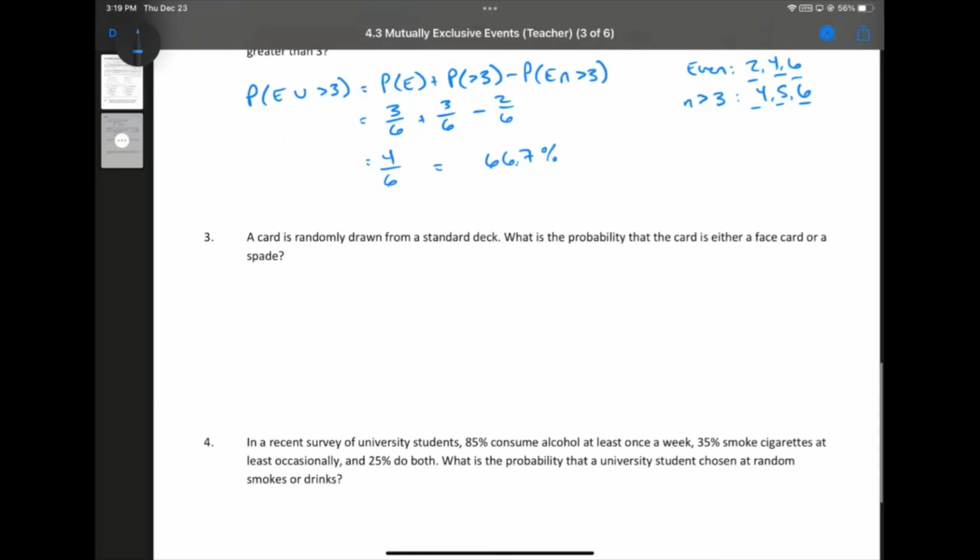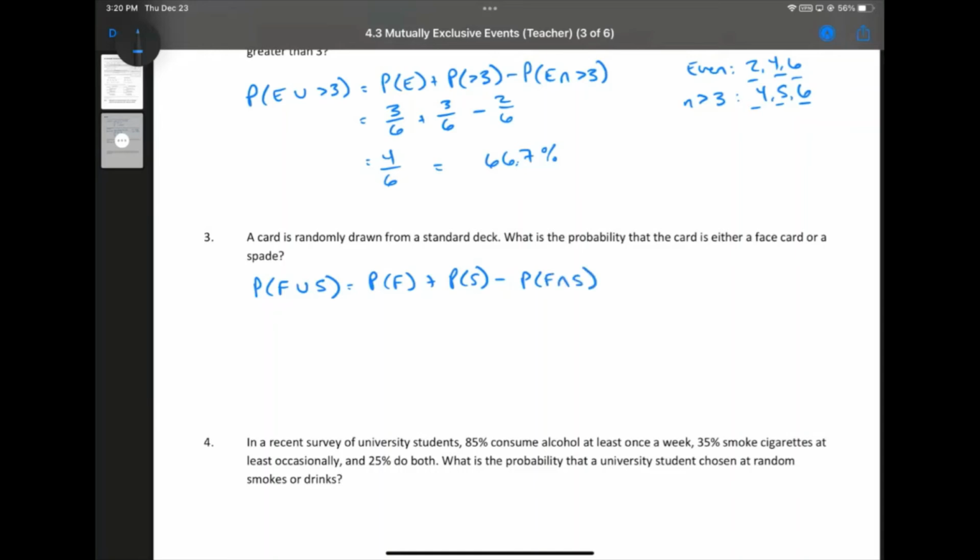All right, question 3. A card is randomly drawn from a standard deck. What is the probability that the card is either a face card or a spade? So the probability of being a face card or a spade should equal the probability of being a face card plus the probability of being a spade minus the probability of being both.